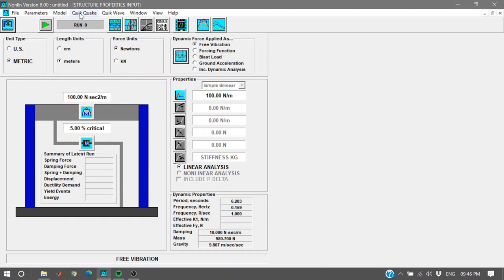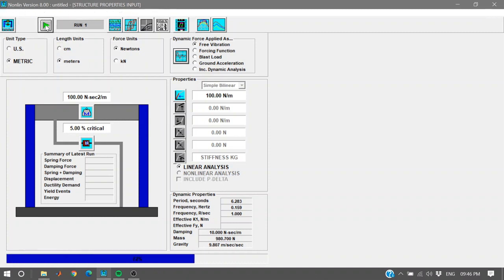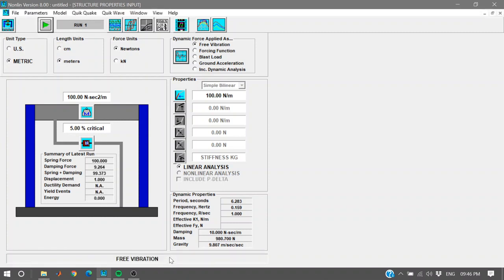How can we say that this system is ready? This button, if you remember, earlier it was red. Once you have entered all the parameters, once you have entered everything, this becomes green. That means your system is now ready for analysis. So if I press run, it runs and it is showing what force it has considered at the bottom. It is free vibration case with initial damping and parameters as we have selected.